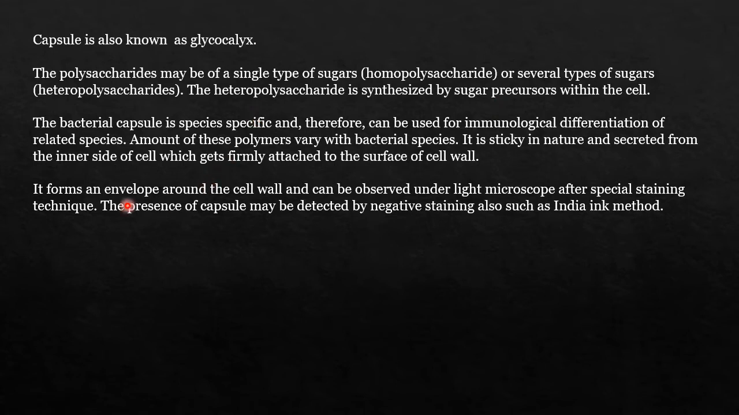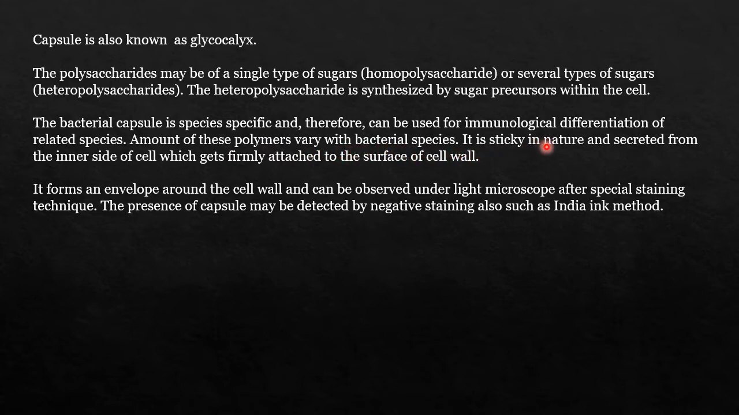The bacterial capsule is species specific and therefore can be used for immunological differentiation of related species. They are species specific. That's why, for example in Klebsiella, which is the genus, you will find that some species produce capsule while some do not produce the capsule. The amount of these polymers varies with bacterial species.